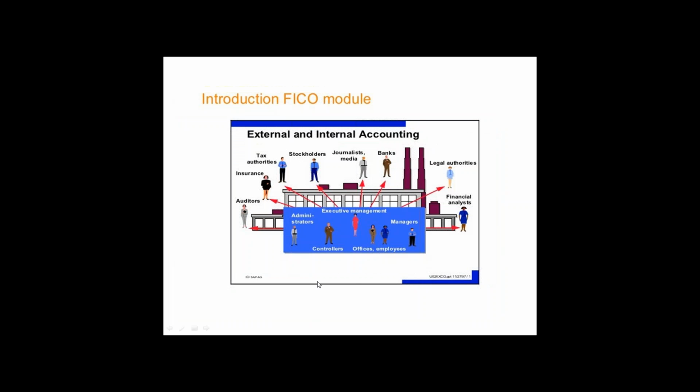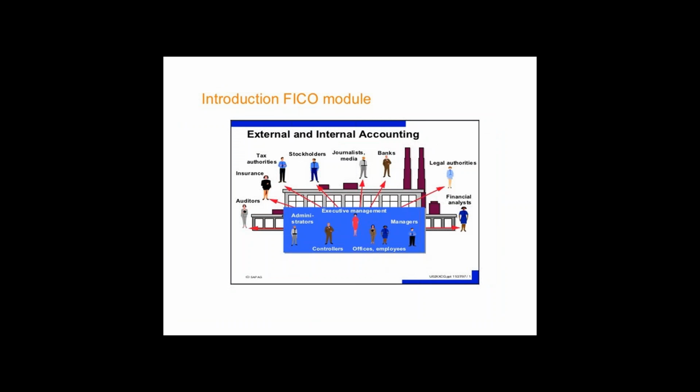Okay, see here, now I am going to our course. FI, CO. Both are independent modules. FI is different, CO is different. FI stands for finance, CO stands for controlling, AM stands for asset management. Three are independent. Purely, see first FI.